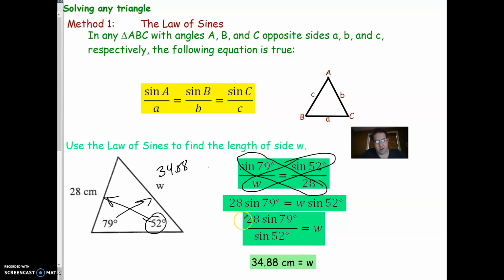Now, you're probably wondering, why not just use a trig function? Well, remember, this is not a right triangle, so you can't just use sine, cosine, and tangent. You can only do that when it's a right triangle. So this is what your method is for when it's not a right triangle.